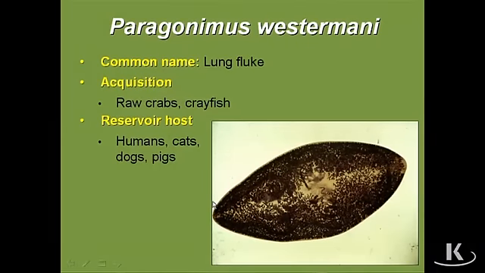All right, Paragonimus westermani is the lung fluke. This is the only parasite that actually really targets the lungs. Most of the other parasites that we're going to talk about use the lungs to get to other places in the body, but they do not target the lungs like Paragonimus. We acquire Paragonimus through eating undercooked crabs or crayfish. The reservoir host are humans and domestic animals, but also farm animals such as pigs.